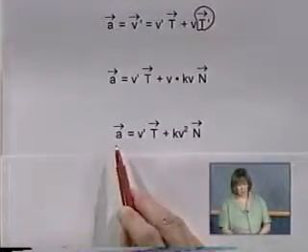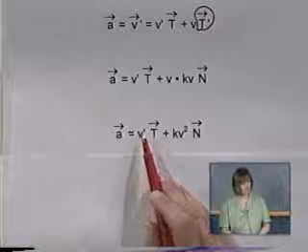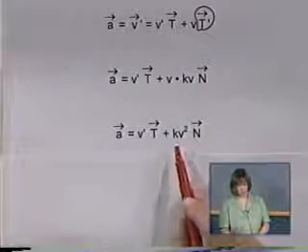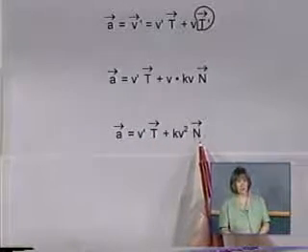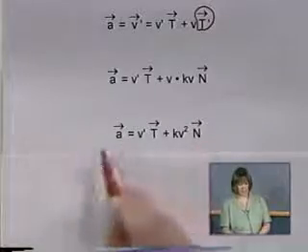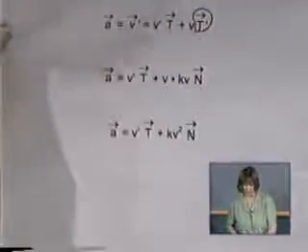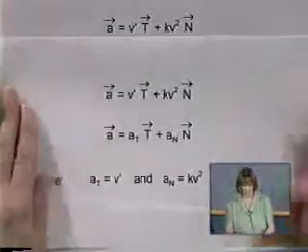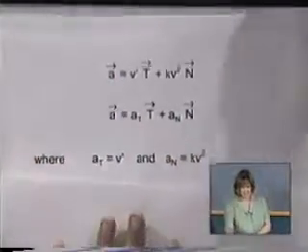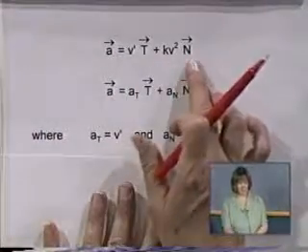So this gives me acceleration is equal to v prime times the tangent vector plus kv squared times the unit normal. This is my acceleration. Now, what's so cool about this? Let me just talk for a second, even though we're not going to be doing a whole lot with this. A lot of physics books like to write your acceleration as v prime T plus kv squared N.